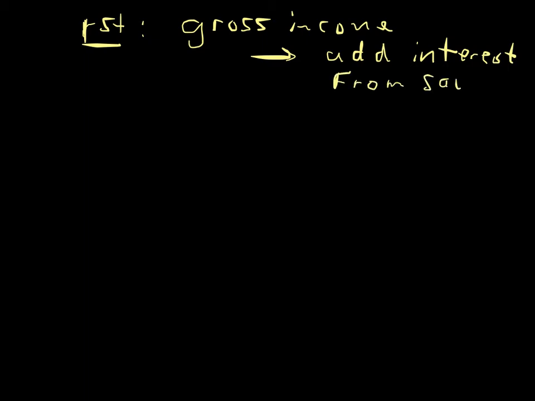Okay, so that's the thing you want to remind yourself, that you're adding in interest from the savings. That's the only thing that makes a difference on the gross income. Then you're going to go through and calculate your adjusted gross income. Sometimes they write this as AGI, adjusted gross income. I'm going to abbreviate it as just adjusted gross.